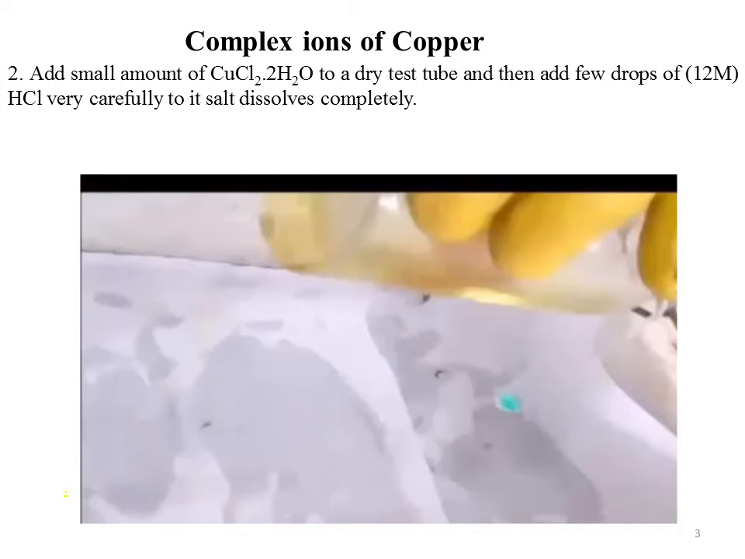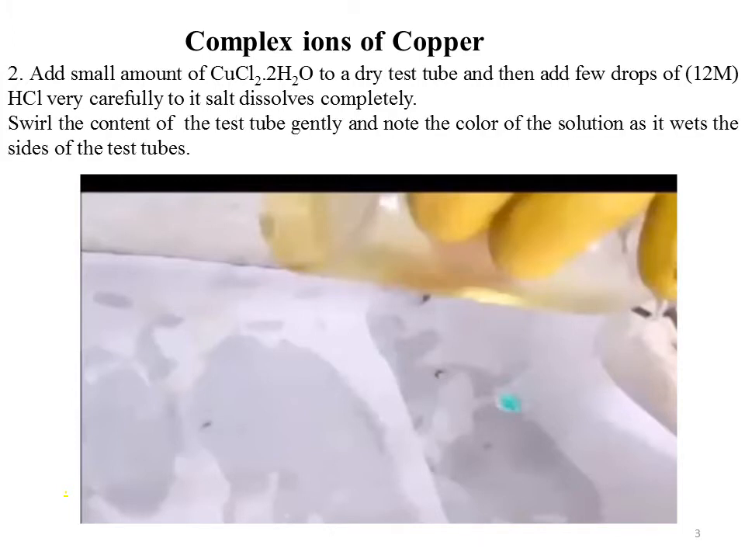You have to add a small amount of copper 2 chloride dihydrate to a dry test tube. Why are we taking a dry test tube here? Because if water is present, it can act as a ligand, but we don't need water to act as a ligand here. After that you have to add 12 molar, that is concentrated HCl, carefully to dissolve the salt. Swirl the contents of the test tube gently and then note the color of the solution.